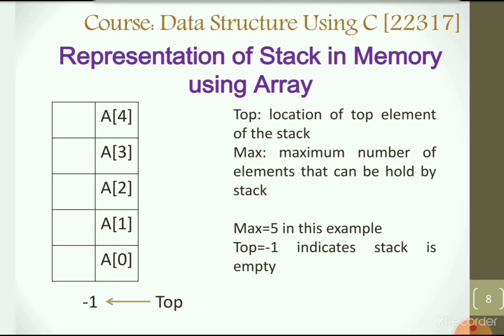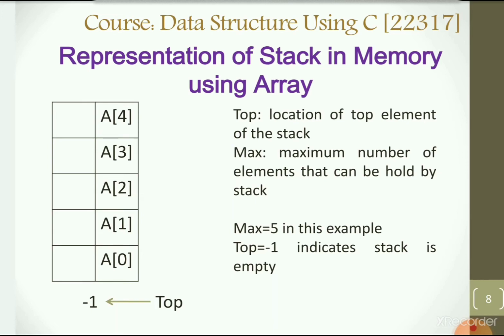Top is the location of the top element. If the size of the array is 5, so max is equal to 5, but only 3 elements are added, then top is equal to 3. In this example you can see max is 5, because we can store 5 elements in this array. And here top is equal to -1, which indicates the stack is empty.